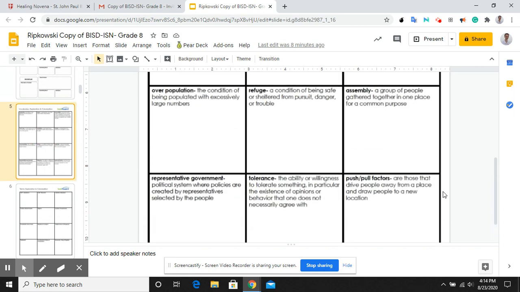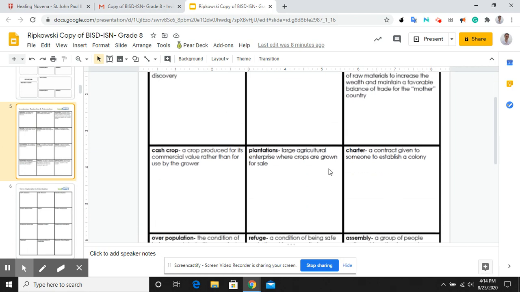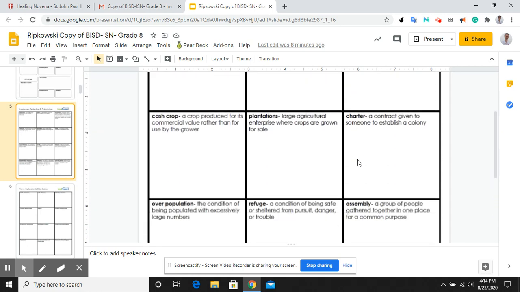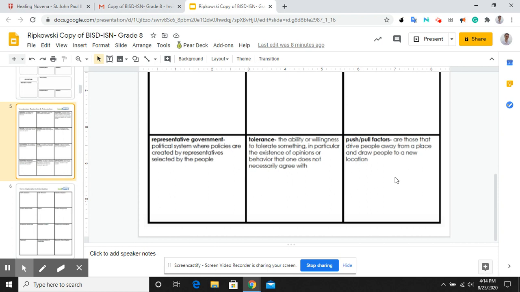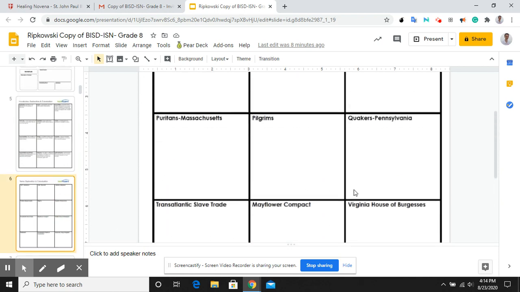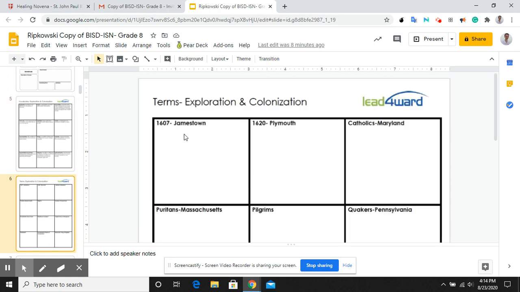And then we've got this one right here of just normal vocabulary. You see, we've got exploration, region, mercantilism, and it already gives you the definition here. So on this one, we've given you the definitions right here. But on this one, this is where we're going to go and fill it out. So we will fill this out.